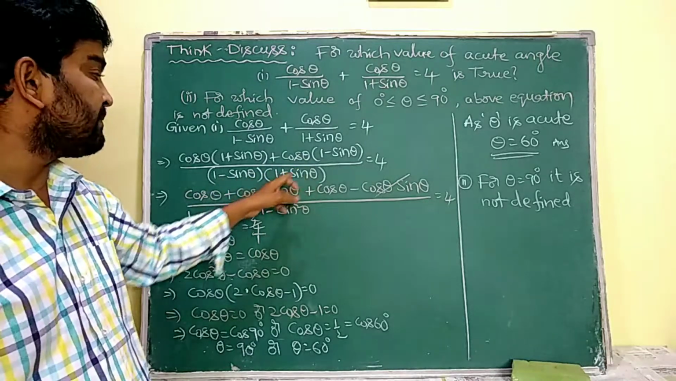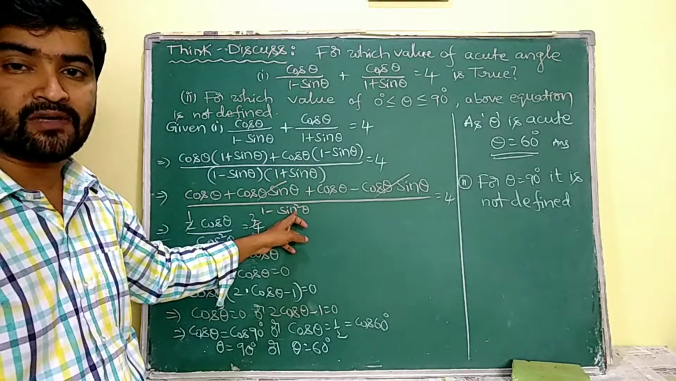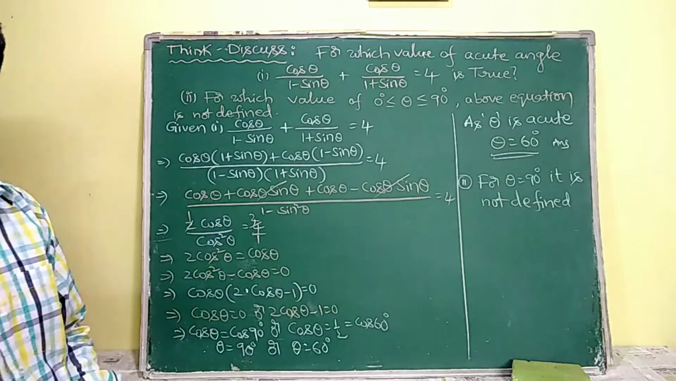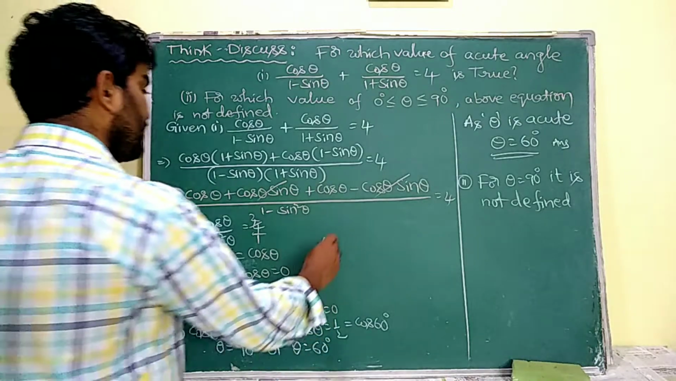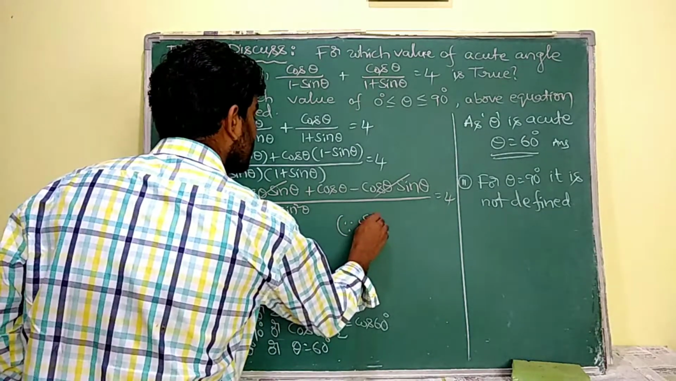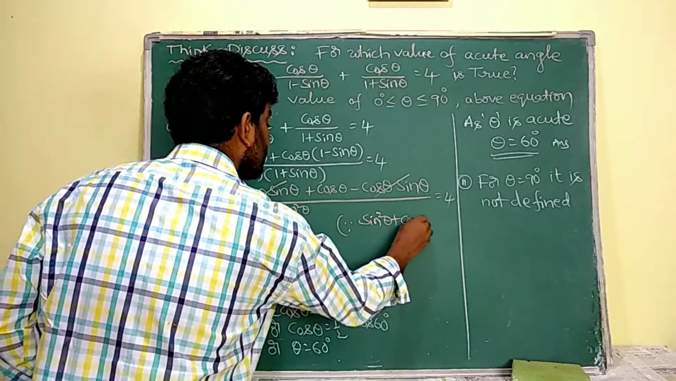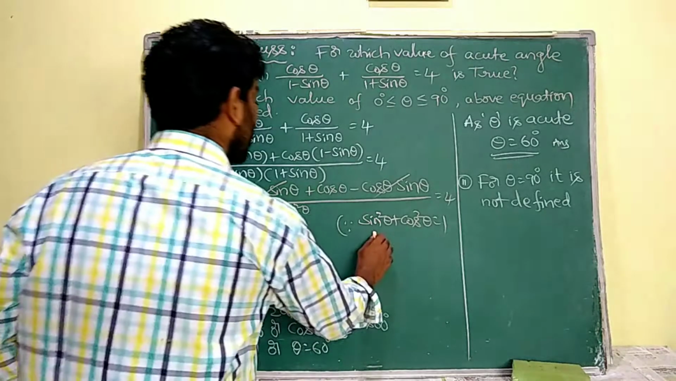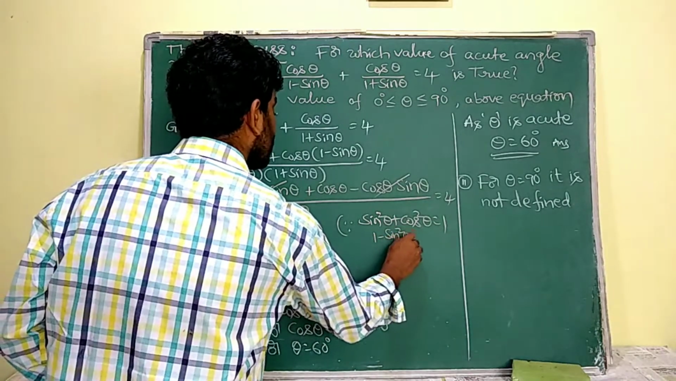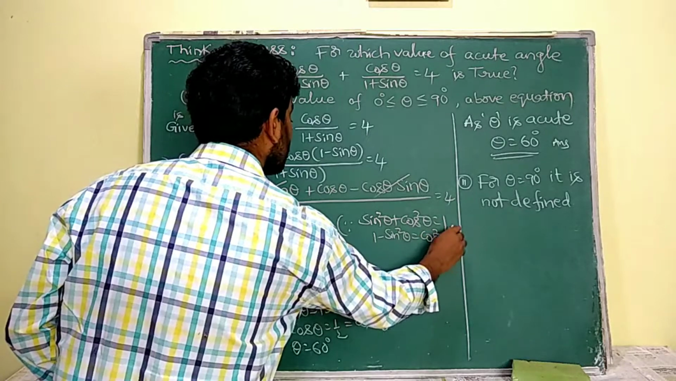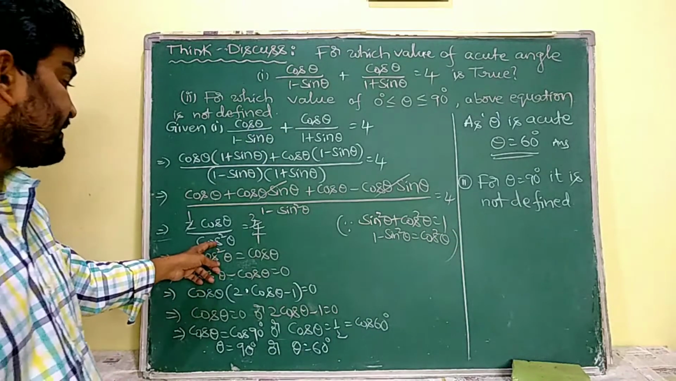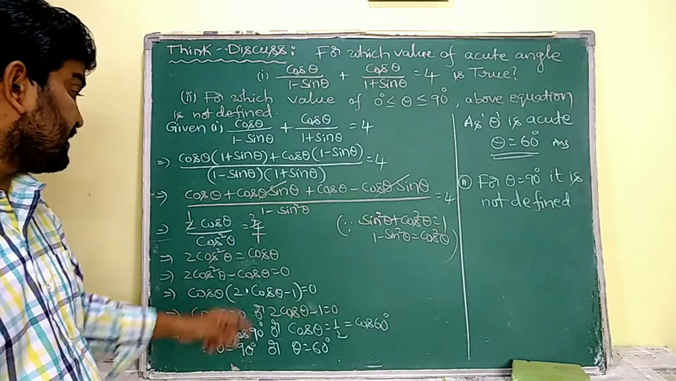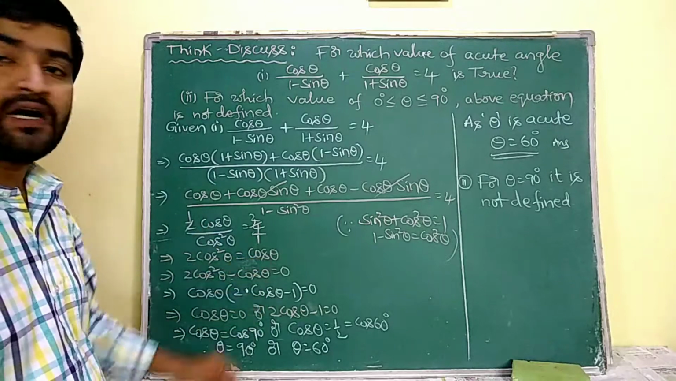1 minus sin theta into 1 plus sin theta means 1 square minus sin square theta, that is 1 minus sin square theta, equal to 4. 1 minus sin square theta we know is cos square theta by identity. Simply, sin square theta plus cos square theta is equal to 1. By this we write 1 minus sin square theta is equal to cos square theta. So that value I am going to write here. Here 2 and 2 are cancelled. Send this cos square theta to that side. Then 2 cos theta is equal to cos square theta.